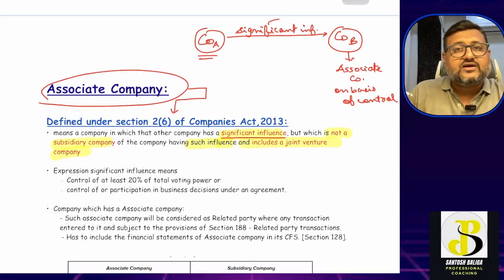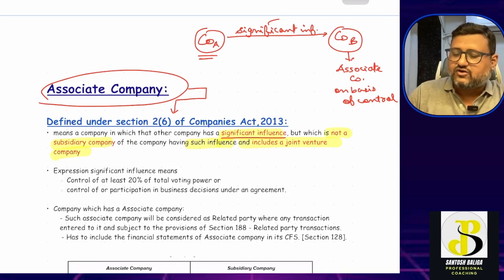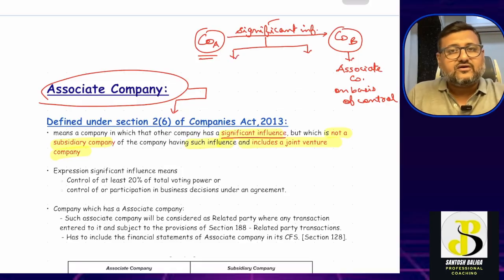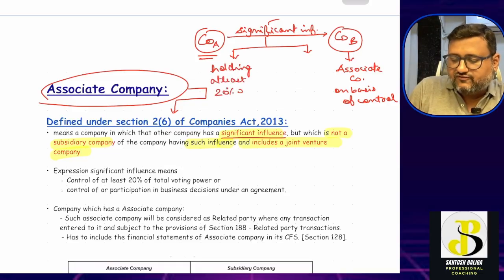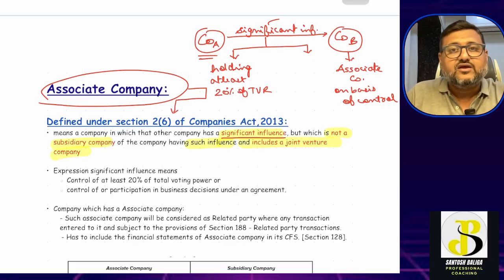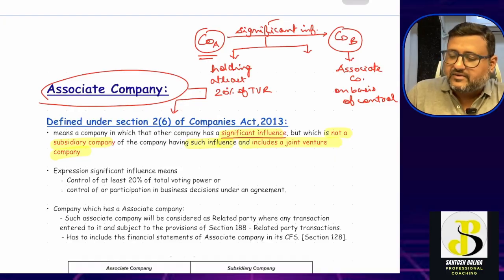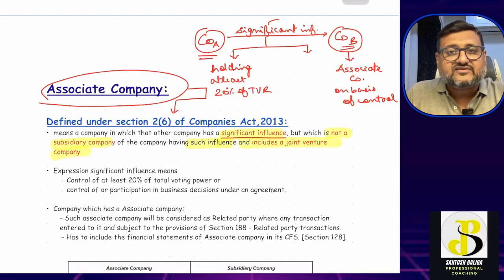Now further, to understand this concept, we will first have to understand the concept of significant influence. There are two ways in which a company can have significant influence over another company. One, if the company is holding at least 20% of total voting rights in the other company. So if company A is holding at least 20% of the total voting rights in company B, then company A will be said to have significant influence over company B, and company B will be the associate company of company A.